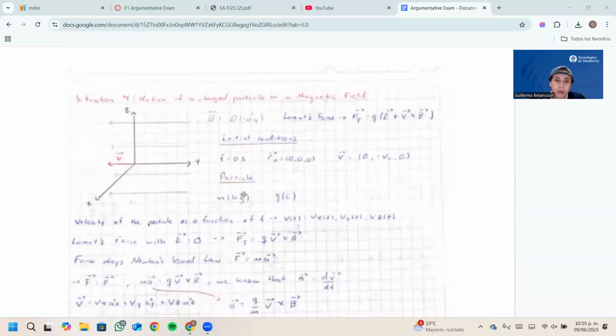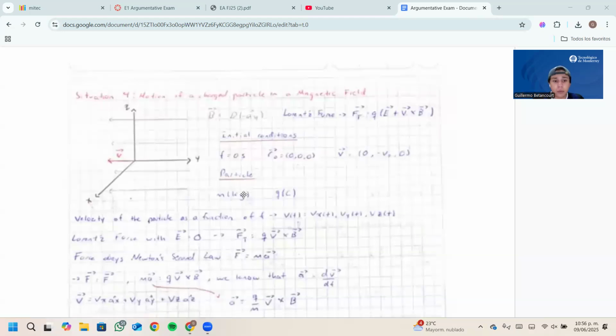Situation four is the motion of a charged particle in a magnetic field. We know that the magnetic field is going in the negative y direction. We know the Lorentz formula and the initial conditions, at time t equals 0 seconds. The initial position is 0, 0, 0. And we know that we only have a velocity vector in the negative direction.